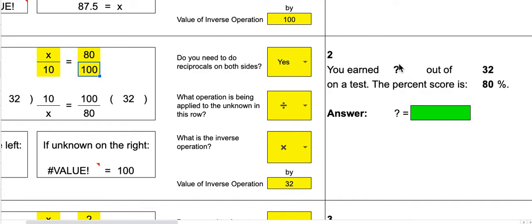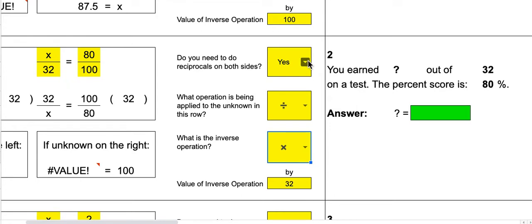So where does the x go? Does the x go on the top or the bottom? You earn question mark or x out of 32. It's out of 32, so 32 goes on the bottom, and the top is x. x represents how many you got correct. So x out of 32 is 80 out of 100. Now, if I take a look at this, I want to get x by itself. What's being done to x right now? It's being divided by 32. The inverse of divide is multiply.